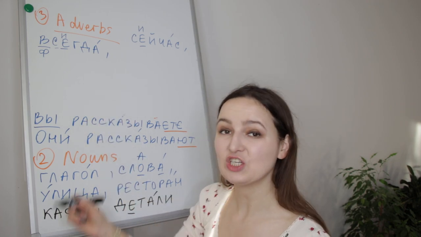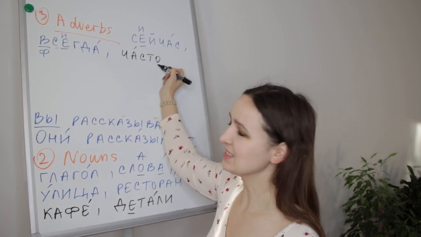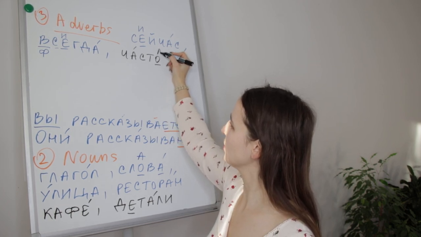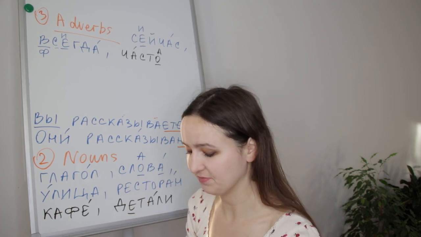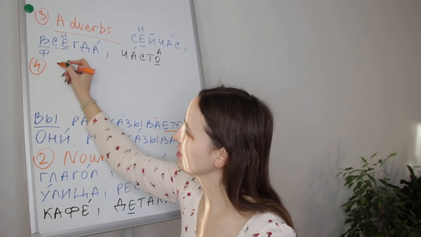And the last one is часто. Часто is often. Again, this О will be pronounced as А because it's not stressed. Часто, often. Number four is about adjectives.